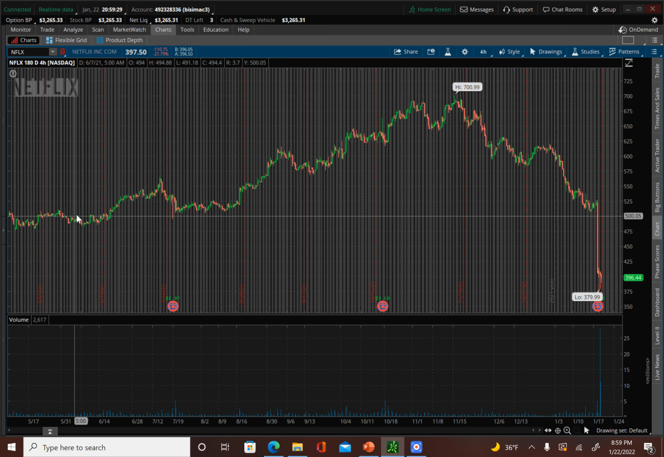You have the base, breakout, base, breakout, base, breakout, base, breakout, top, coincidentally a double top here, 2 tops before it breaks down. And now we're clearly into the decline phase here.